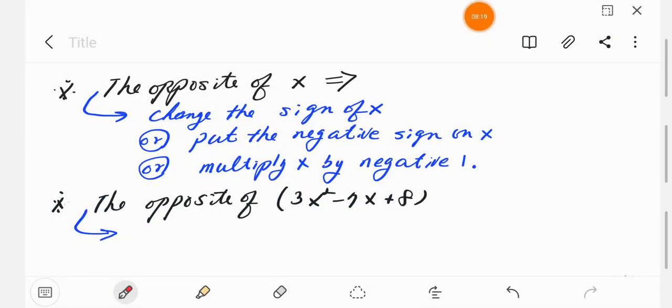Then what is the opposite of x? The opposite of x means you change the sign of this x. So it will be minus x, or negative x, or put the negative sign in front of the x, or multiply this x by negative 1. So that's the opposite of x.